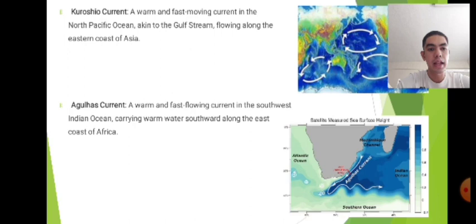And lastly is the Agulhas Current. It is a warm and fast-flowing current in the southwest Indian Ocean, carrying warm water southward along the east coast of Africa. We can see here the Agulhas Current coming from the Mozambique Channel.